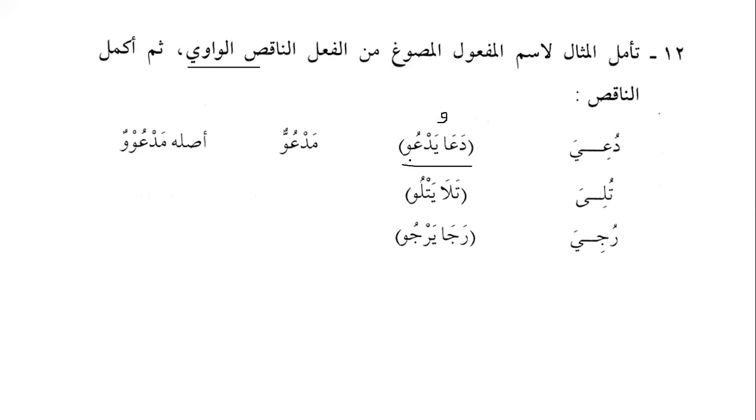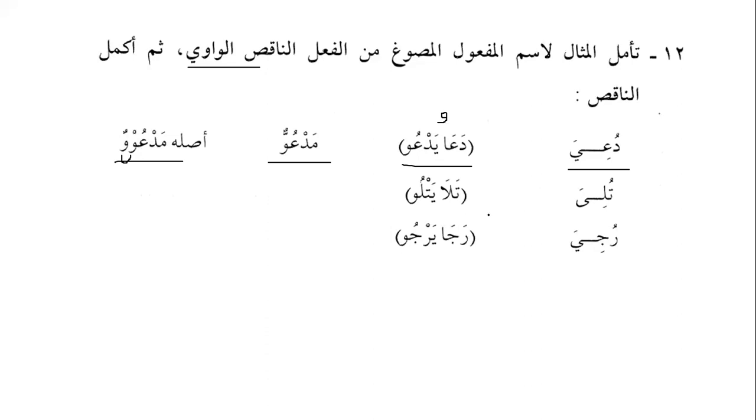So it's da'wa yad'u, and after changes it becomes da'a yad'u. The verb form will be du'iya, and the derived form will be mad'uwun, and its origin is mad'uw. And we know that when we have two vowels together, then we will implement the rules of idgham. We will merge them, and then it becomes mad'un.